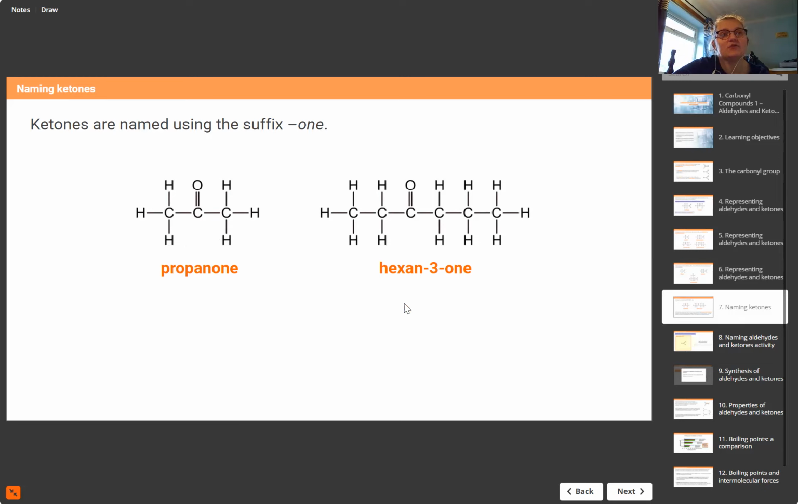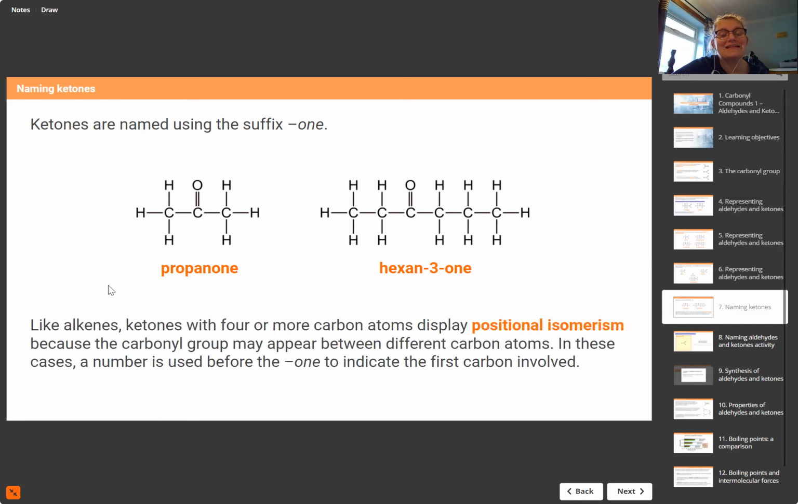In this situation, we've got hexan-3-one, hex being used because it's got 6 carbons. Counting the carbon chain, 1, 2, 3. Our carbonyl group is on the third carbon, so hexan-3-one, and one because it's a ketone. Like alkenes, ketones with 4 or more carbon atoms actually display positional isomerism, and that's because our carbonyl group may appear between different carbon atoms. So because of that, in those cases, we use that number before the -one to indicate the first carbon that's involved. Propanone, we don't need to because it has to be in that second one in the middle. Anything 4 or above, and we can have that positional isomerism, so we have to in those situations.